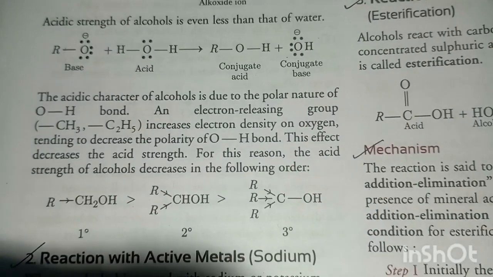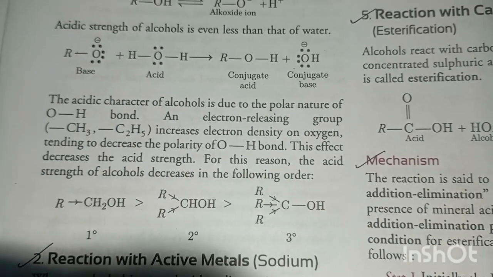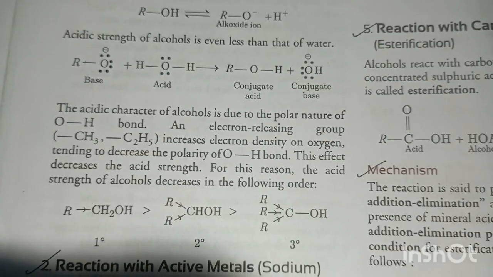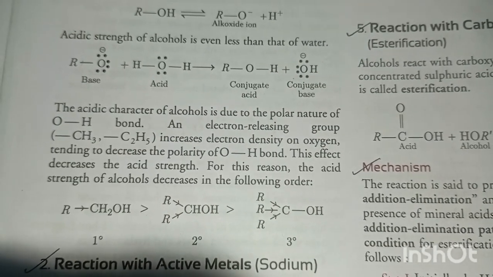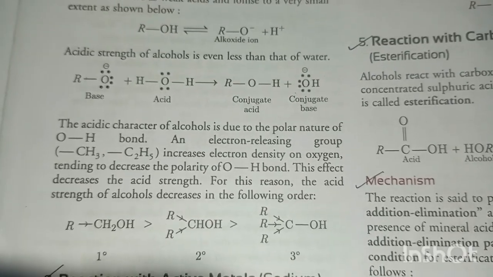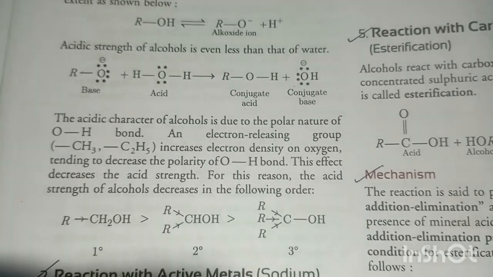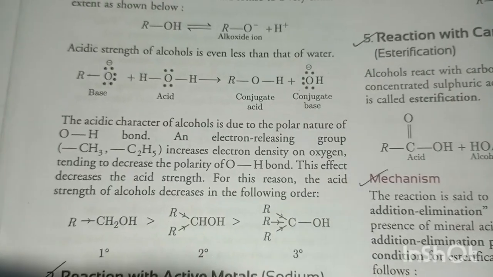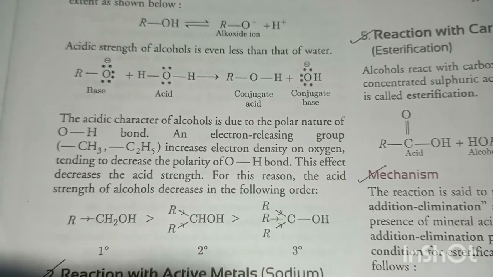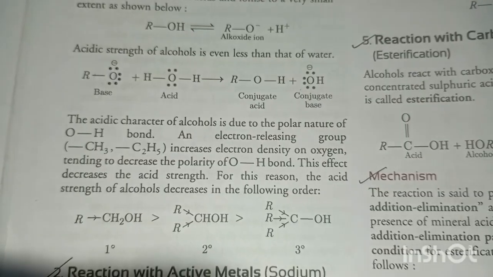So the acidic character of alcohol is due to the polar nature of the OH bond. An electron releasing group, that is a +I group like CH3, C2H5, increases electron density on oxygen, tending to decrease the polarity of the OH bond. So this effect decreases the acid strength. So because of this, the acid strength of alcohols decreases in the following order. Primary alcohols are the most acidic, then secondary, and the tertiary are the least acidic.